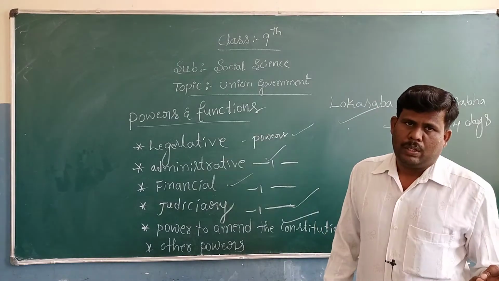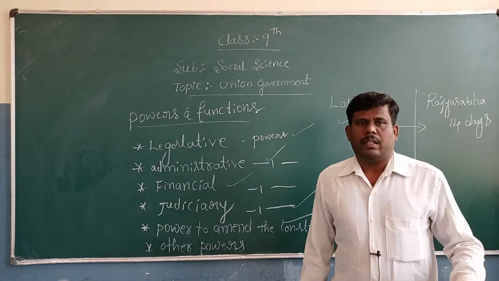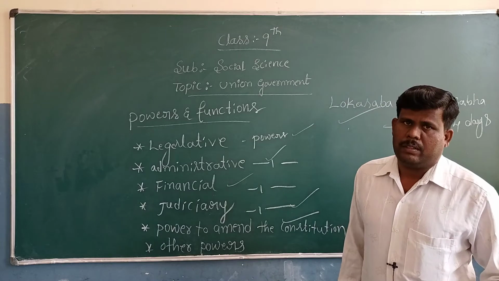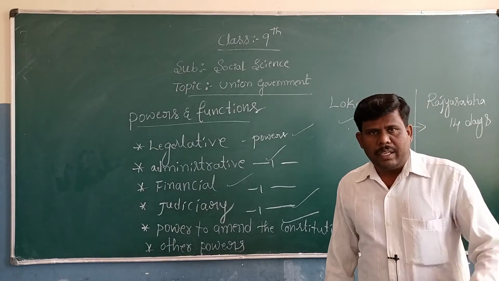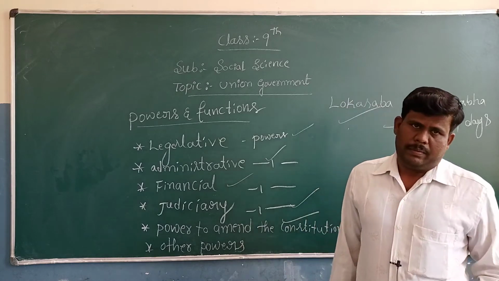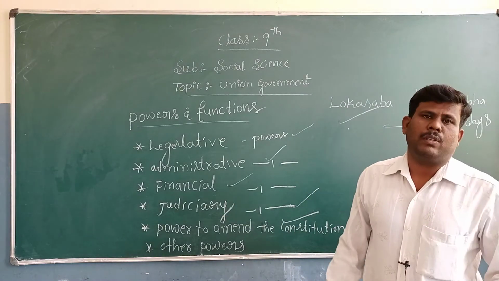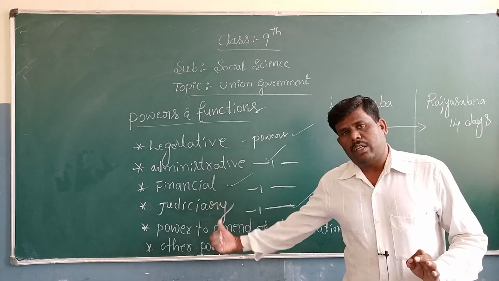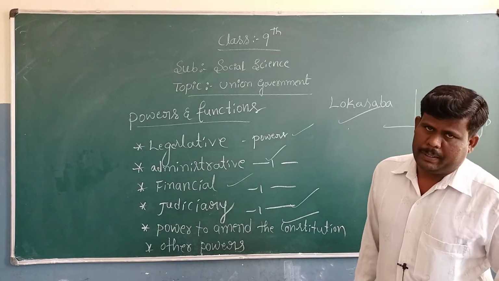Creation of high courts. So, in our India, there are 24 high courts active. So, if Parliament decides to create another high court, they can create it. Both houses act here for the creation of a high court. So, that is a special power given to our Parliament.